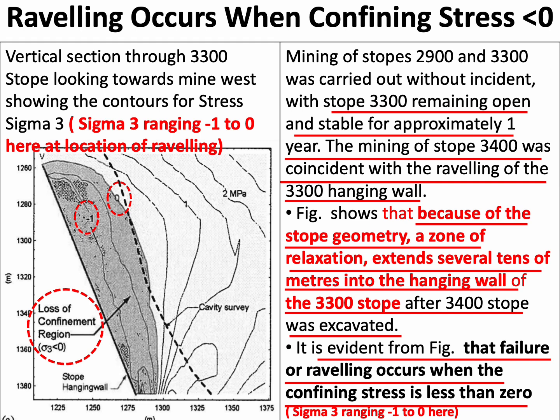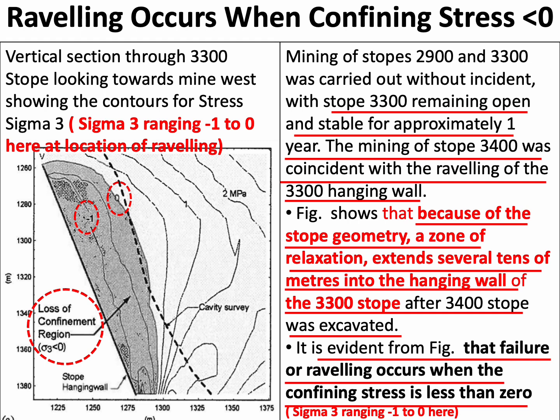Mining of stopes 2900 to 3300 was carried out without incident, with stope 3300 remaining open and stable for approximately 1 year. The mining of stope 3400 was coincident with the raveling of the 3300 hanging wall. The figure shows that because of the stope geometry, a zone of relaxation extends several tens of meters into the hanging wall of the 3300 stope after 3400 stope was excavated.